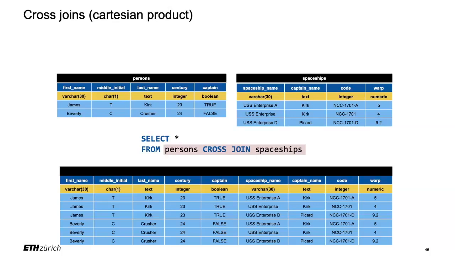Of course, here it's not going to crash because there's 2 and 3, so there's 6. So here it's okay. But if you have persons with 1 million entries and spaceships with 1 million entries and you say cross-join, this is going to crash your computer. It might be that it only crashes Jupyter and it suffices to restart Jupyter.